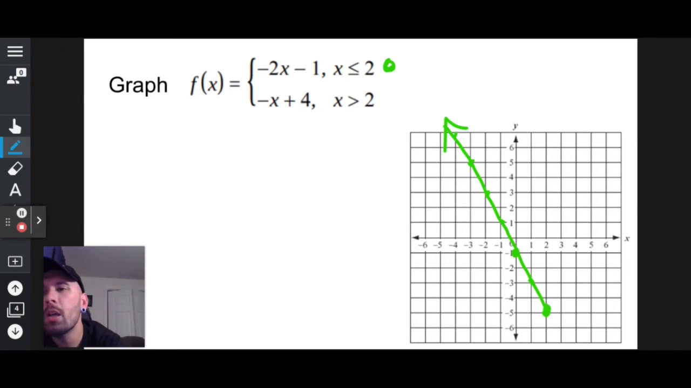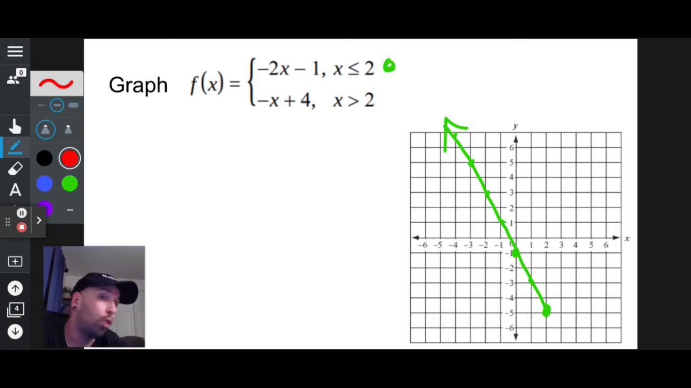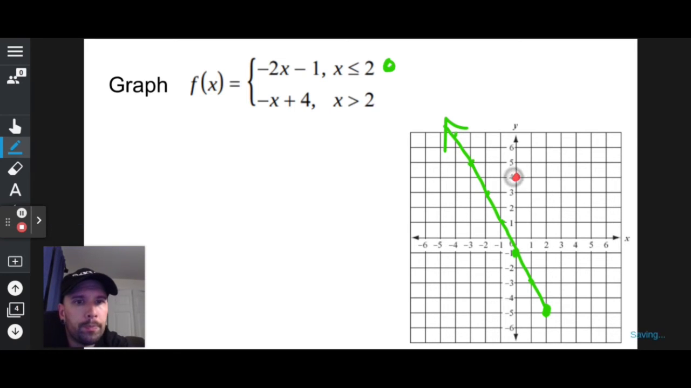Okay? The other equation, I'm going to draw in its entirety. Okay, start at 4. Negative x is my slope, positive 4, so bump, bump, bump, bump, bump, bump, bump, bump, bump, bump. Draw my entire line.